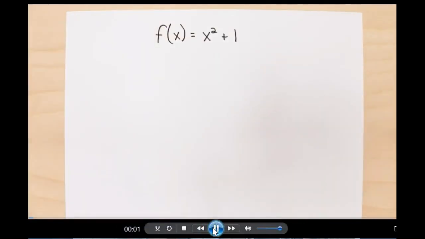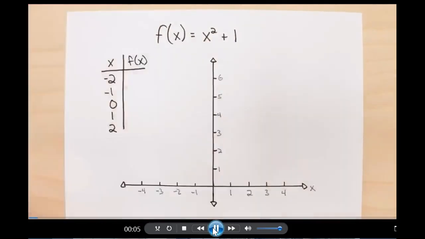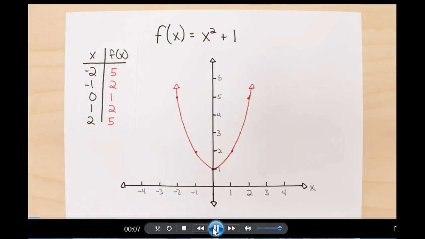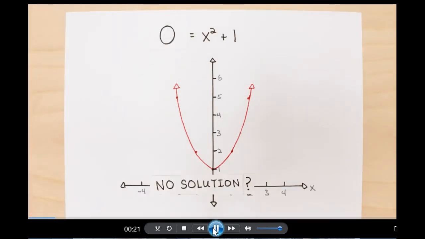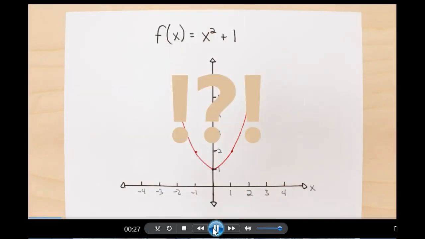Let's say we're given the function f of x is equal to x squared plus 1. We can graph our function and get a nice parabola. Now, let's say we want to figure out where the equation equals 0. We want to find the roots. On our plot, this should be where the function crosses the x-axis. As we can see, our parabola actually never crosses the x-axis, so according to our plot, there are no solutions to the equation x squared plus 1 is equal to 0. But there's a small problem.